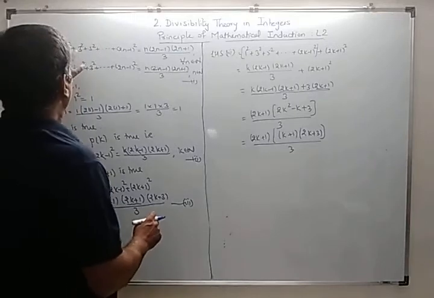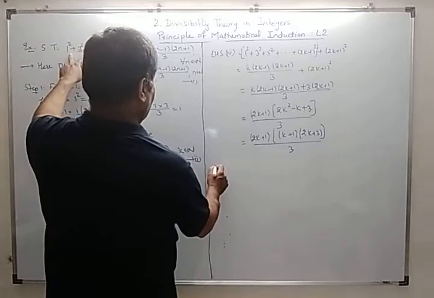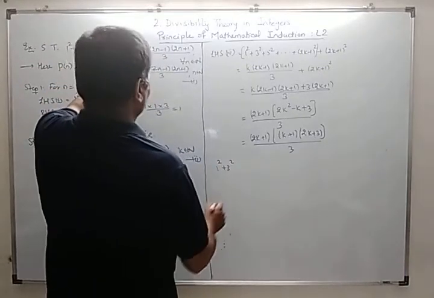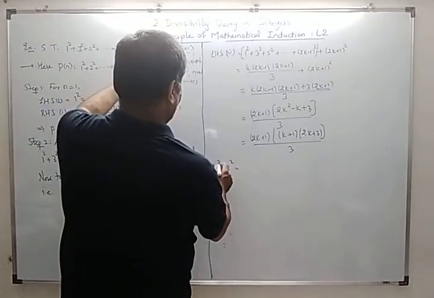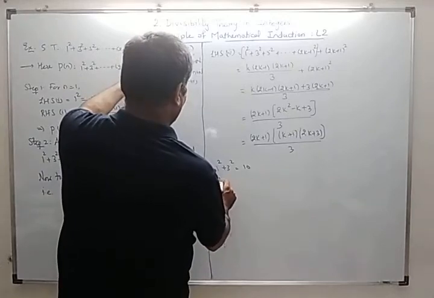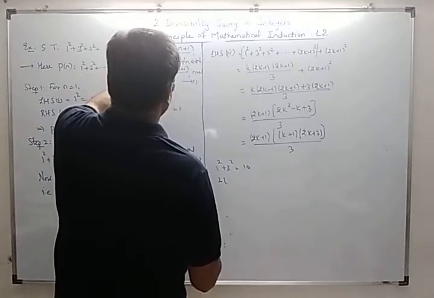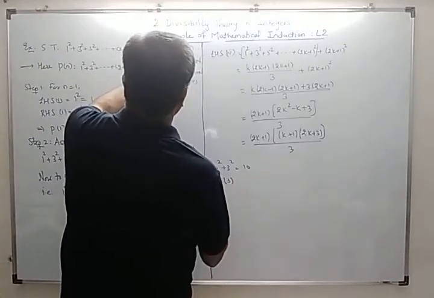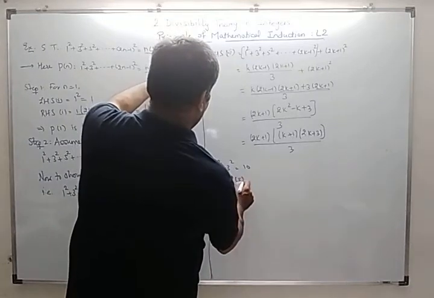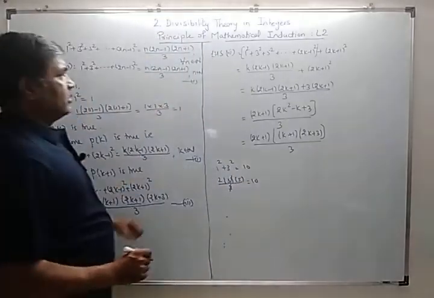If I take 1 square plus 3 square, that means n equal to 2. 1 square is 1, plus 9, that is 10. And here we'll get 2 into (2n minus 1), 4 minus 1, that is 3, and (4n plus 1), 5, upon 3, that is 10.